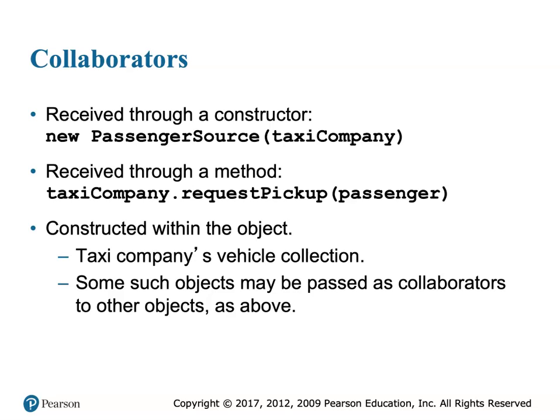When we determine collaborators, it's going to raise questions for us. Is it something that we have to give information to the other class so that it can use it within its constructor, or is it going to be a method we call on the other class? So for instance, with a passenger, we might create a new passenger object or passenger source object with the taxi company being passed in so the source knows which company it's dealing with. Or we could have the taxi company have a method that says requesting the pickup, and the passenger object gets passed into it.